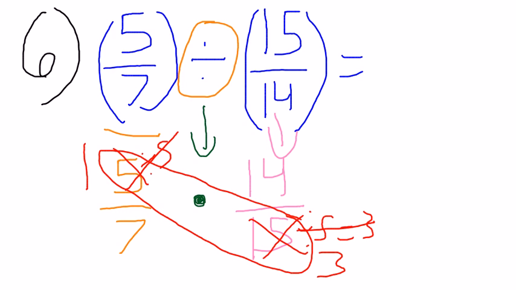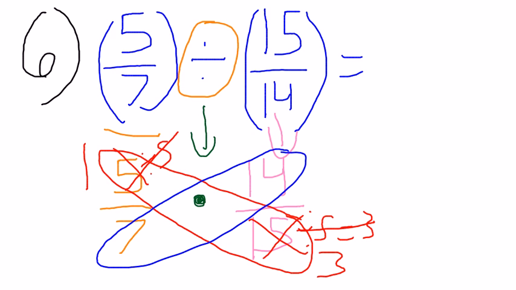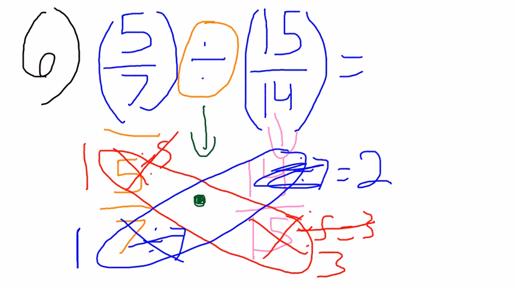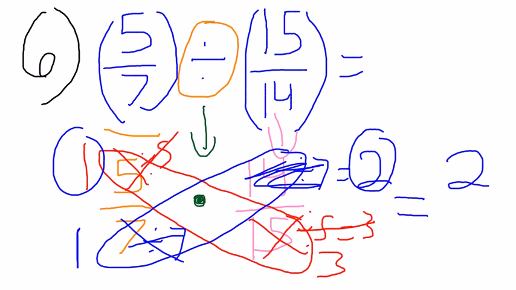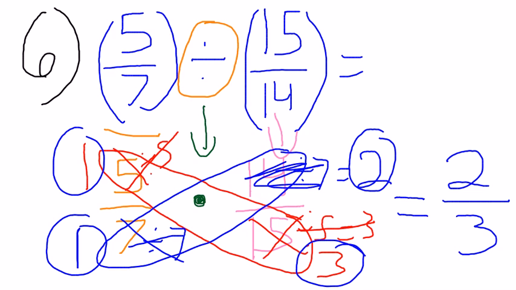Okay? Then we're going to do the same thing with the 7 and the 14. Do they have a greatest common factor? Yes, they do. 7 divided by 7 is 1. And 14 divided by 7 equals 2. So I'm going to get rid of that now. And now we're going to multiply the results. So 1 times 2 is 2. And 1 times 3 is 3 for a final answer of 2 over 3.